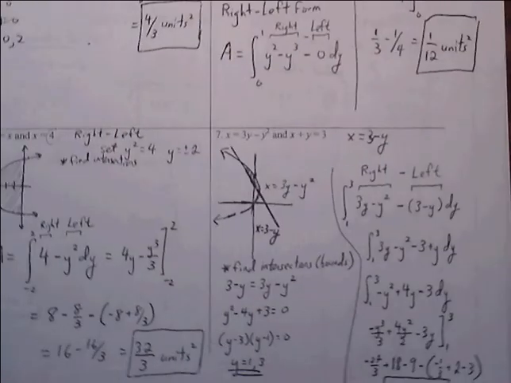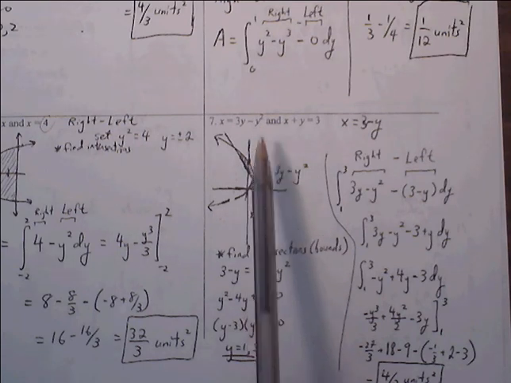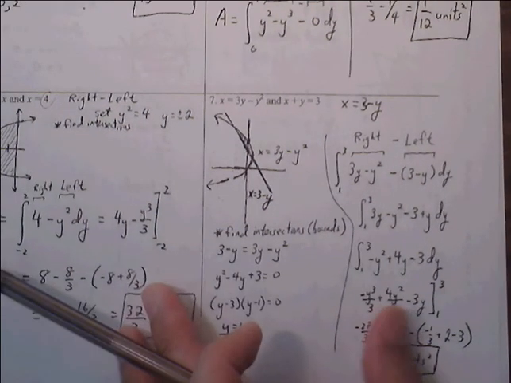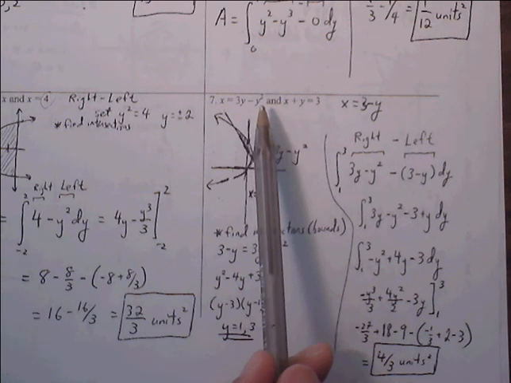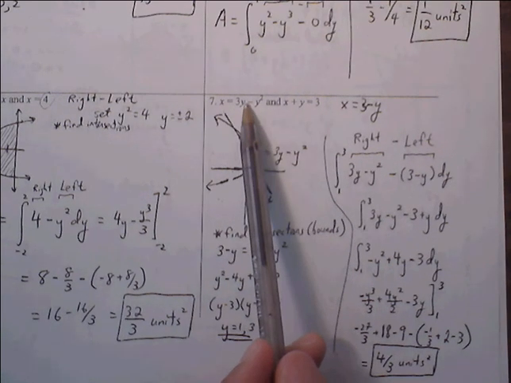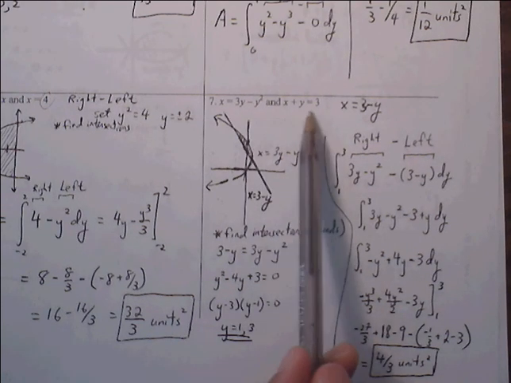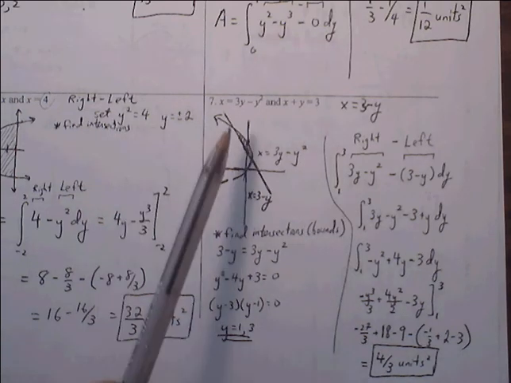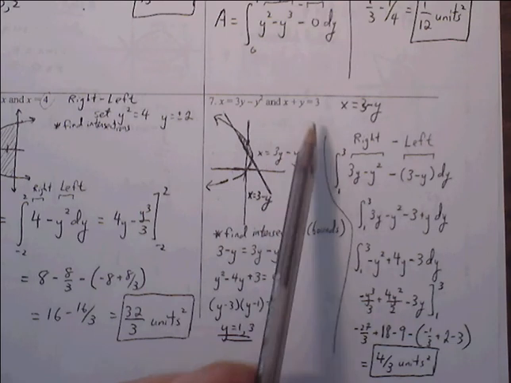Number 7, we have x equals 3y minus y squared. Notice that we have y squared, so this is going to be a parabola that opens sideways. But a negative y squared indicates that this is going to open to the left. So we know the graph is going to open to the left. x plus y equals 3 is a linear graph.